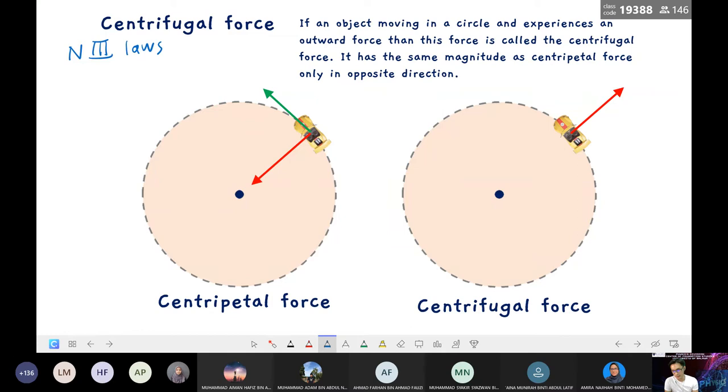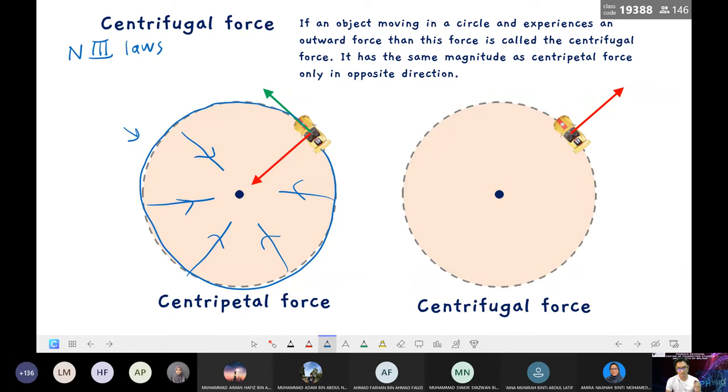Jadi, if an object moving in a circle experiences an outward force. Jadi kita tahu kalau kita tengok dekat left, left punya gambar, centripetal force bermaksud when the car move in the circular path, jadi all the centripetal force akan pointing to the center. And the centrifugal force yang melawan, dia menjauhi the center. So the direction will be opposite to the centripetal force. So this is FC, and then this one is F centrifugal.